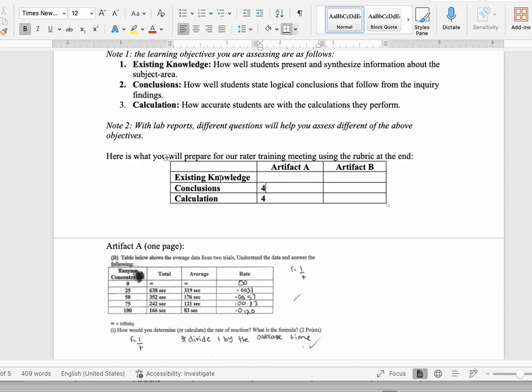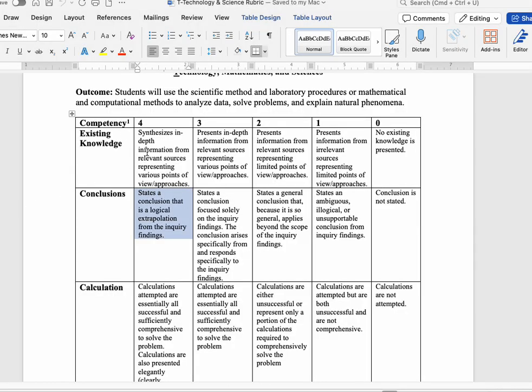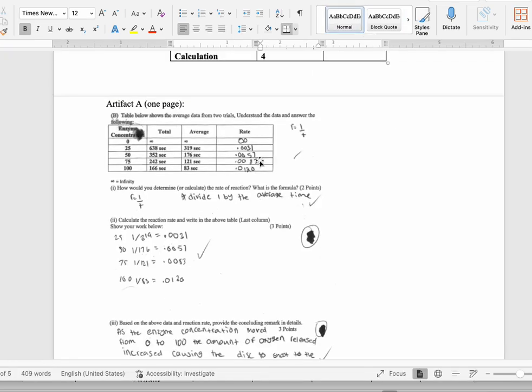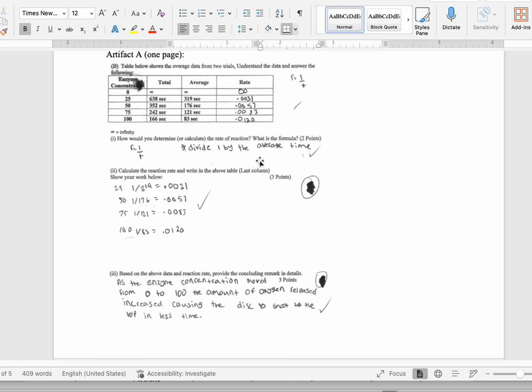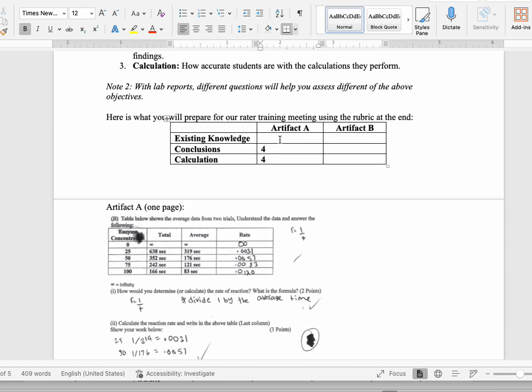Now the last area is their existing knowledge. So did this student demonstrate their existing knowledge? The top level synthesizes in-depth information from relevant sources representing various points of view or approaches. Going back to the question, they're not really asked to explain background knowledge or integrate information from other sources. Therefore, I can't answer that question, so I leave that one blank.